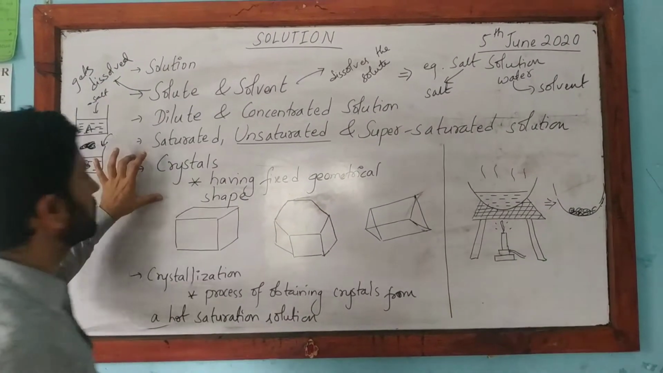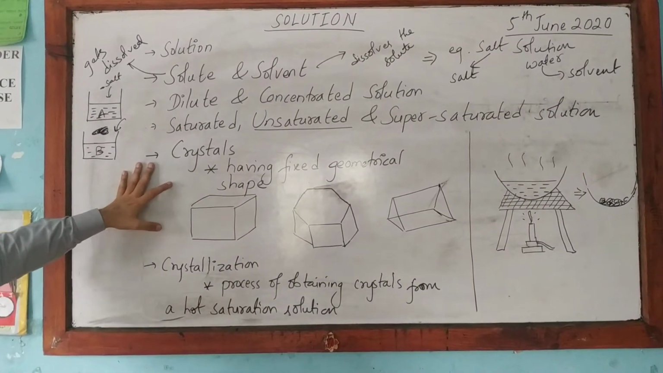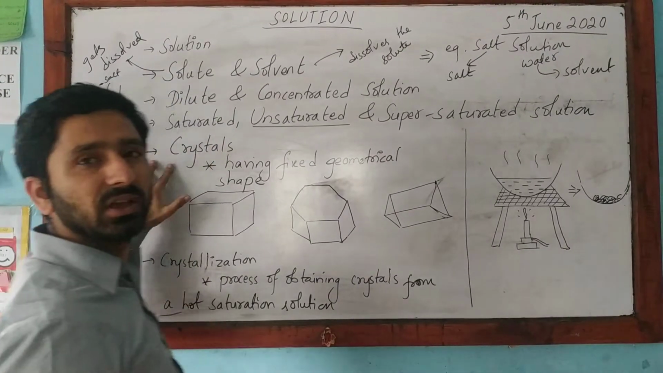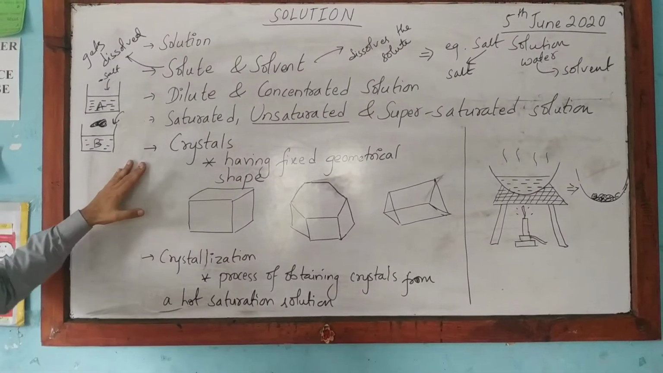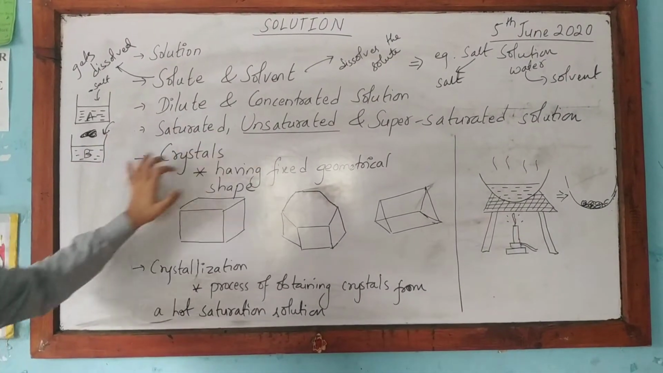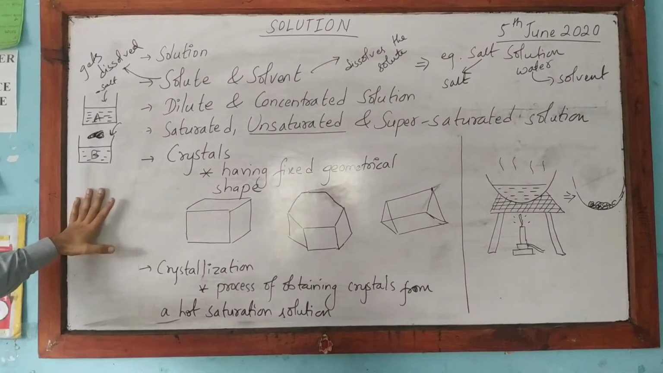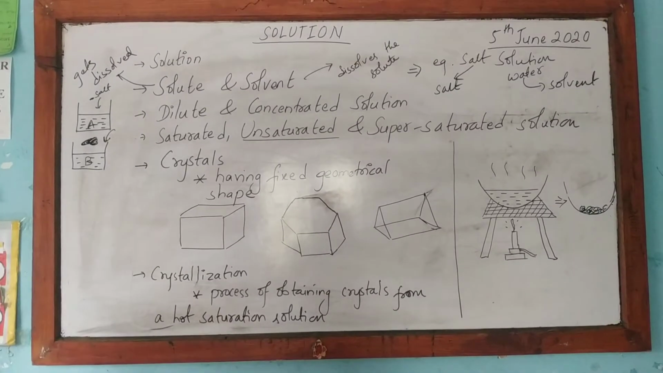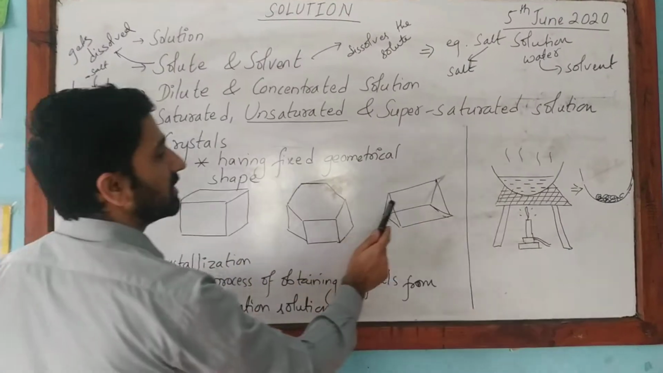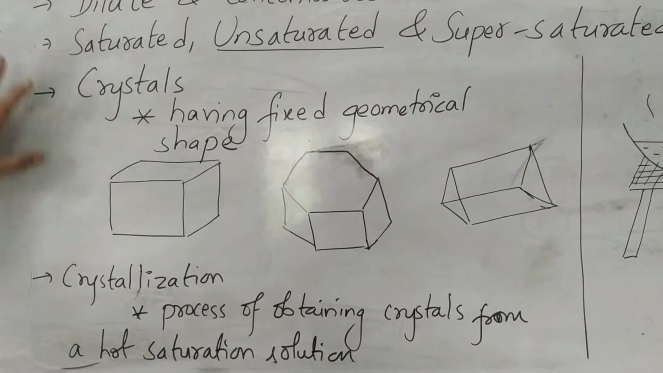Now let us move on to crystals. Substances are of two types on the basis of their molecules: crystalline substances and amorphous substances. Here in class 7 we will talk about crystals. Crystals are substances whose molecules are of a fixed geometrical shape. Here are some of the shapes of crystals. There are many; these are the common shapes in the formation of a crystal.